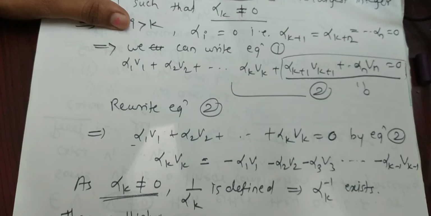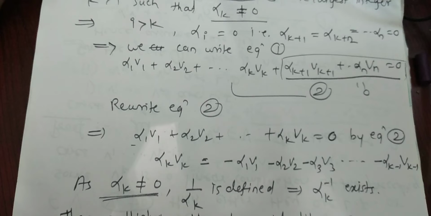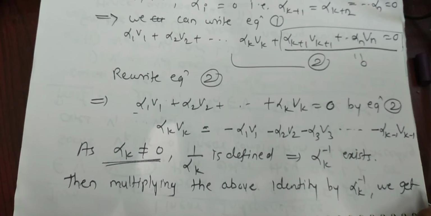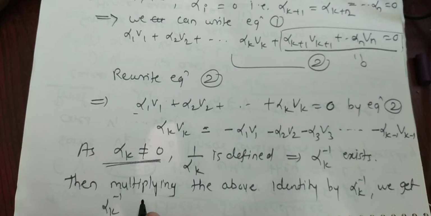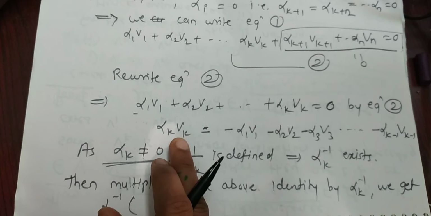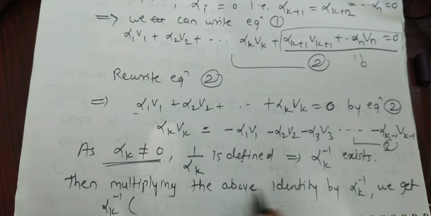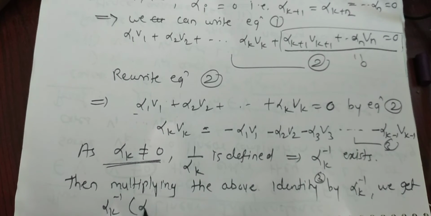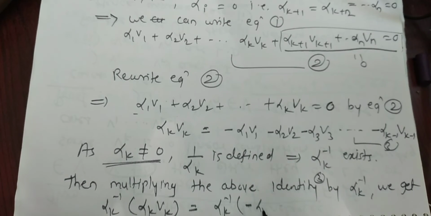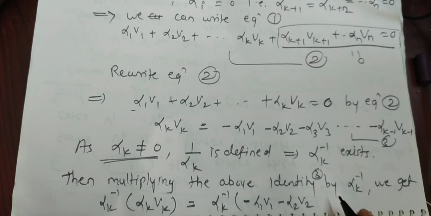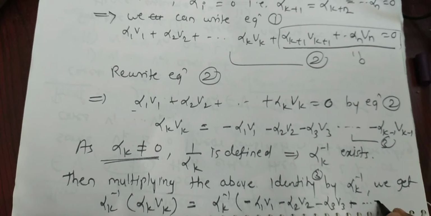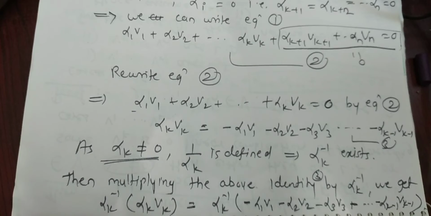Then, call this equation 3. Multiplying the above equation 3 by alpha k inverse, we get alpha k inverse alpha k vk is equal to alpha k inverse times, in brackets, minus alpha 1 v1 minus alpha 2 v2 minus alpha 3 v3 and so on up to minus alpha k minus 1 vk minus 1. Multiply both sides by alpha k inverse.